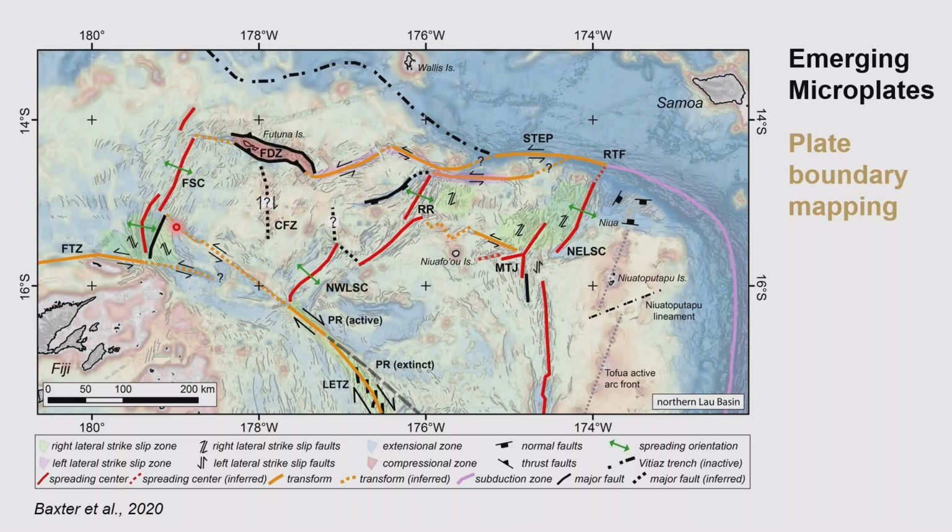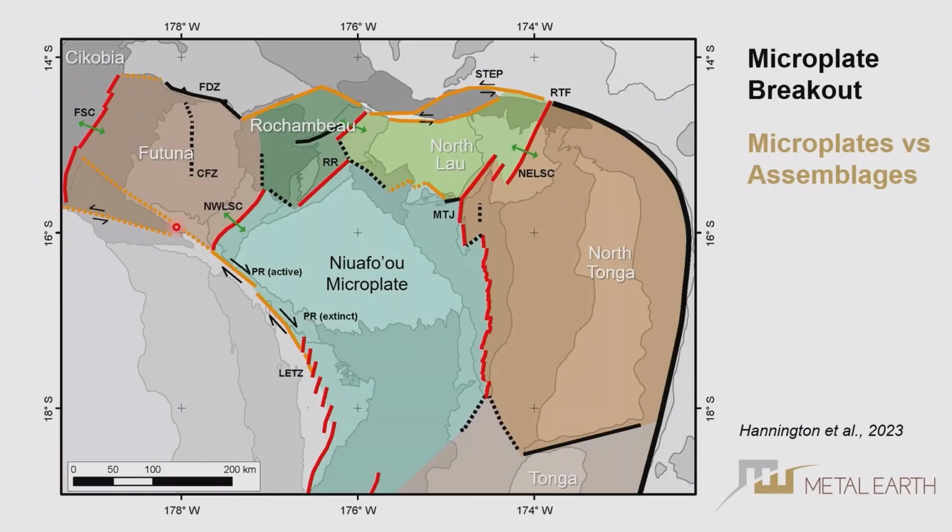So we have microplates, which are structures, and we have assemblages, which are volcanic formations. And the relationship between them, I think this is a relevant story for mapping assemblages and formations in greenstone belts. The relationship between those two is not always obvious. But it becomes clear when you overlay the microplates. These are in the shaded greens and browns. These are the larger of the microplates within the northern Lau Basin, overlaid on the assemblage map.